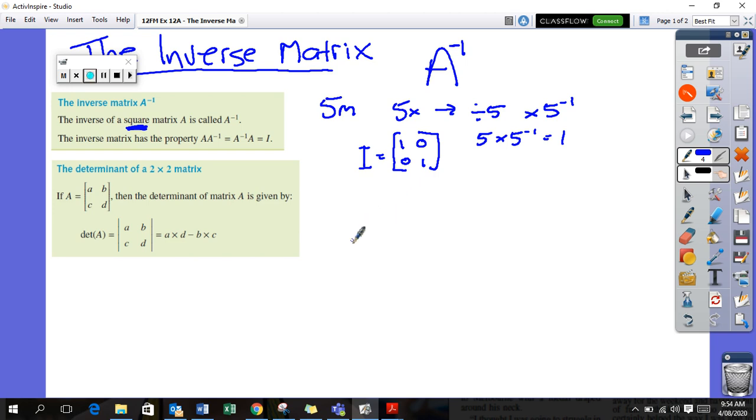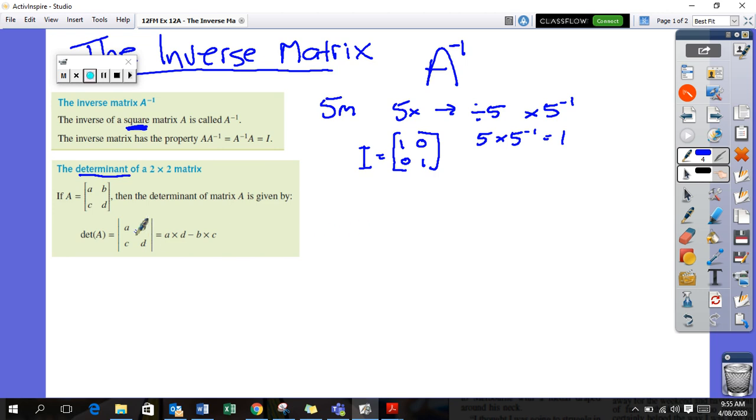Now in order to work out the inverse, we need to work out the determinant of a matrix. We're only going to do this for 2 by 2 matrices. We'll let our CAS calculator do it for 3 by 3, 4 by 4, and anything that's bigger. So we've got a matrix, and we're just going to give it a general matrix. So we're going to call it A, B, C, D. A, B, C, D are all numbers. They can be different, or they can be the same.